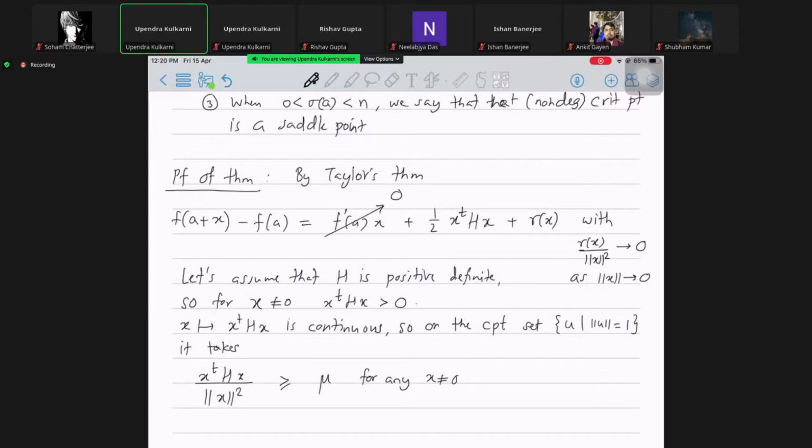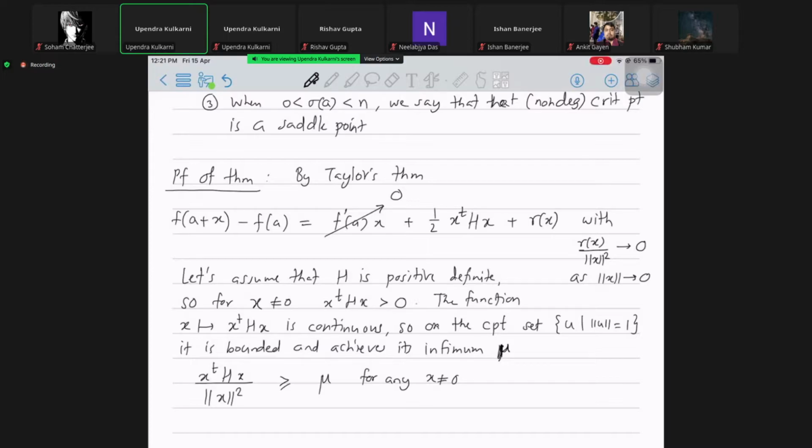So now I'll say the function is continuous. So on this compact set, it will achieve a maximum, and it is bounded, achieves its supremum and infimum, but here actually I'm going to take the infimum, and that infimum I'm going to call, of course, mu.